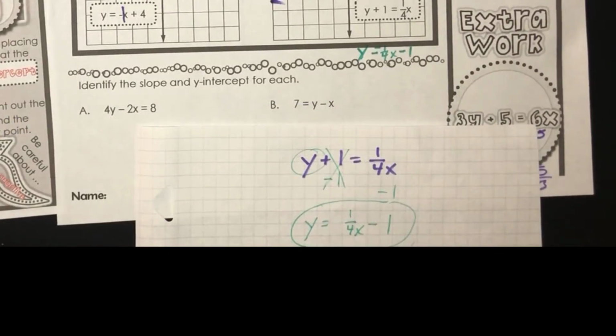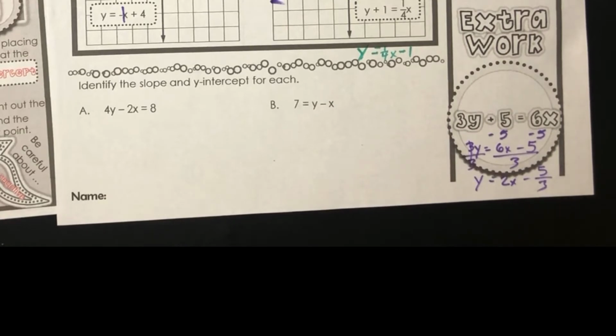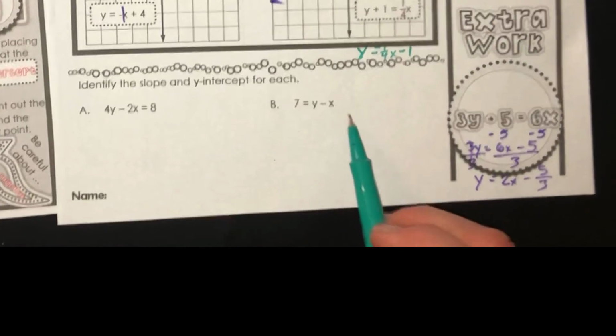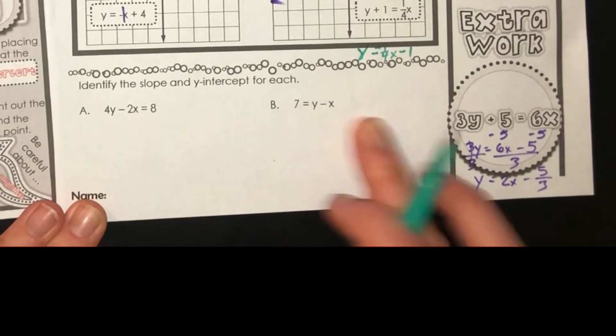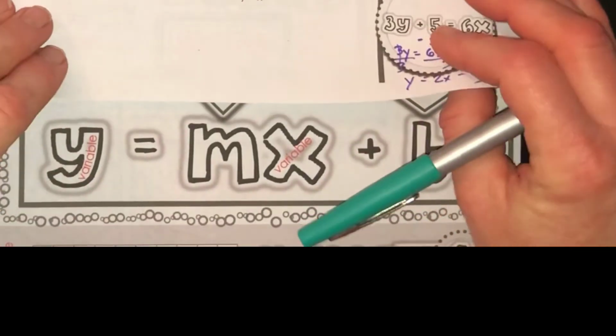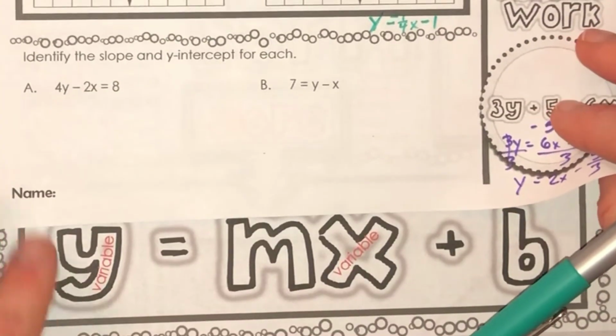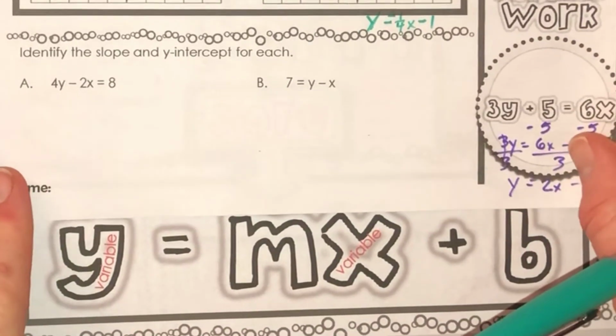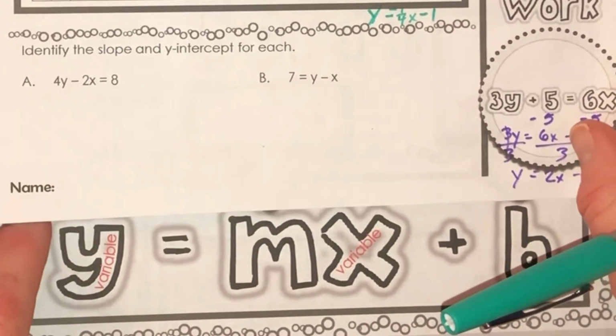The last thing that we're going to do is find the slope and y-intercept in these. As you can tell, both of them are written in a form that is not slope-intercept form. Remember, slope-intercept form, let me put it here, y equals mx plus b. As you see, it is not written that way.